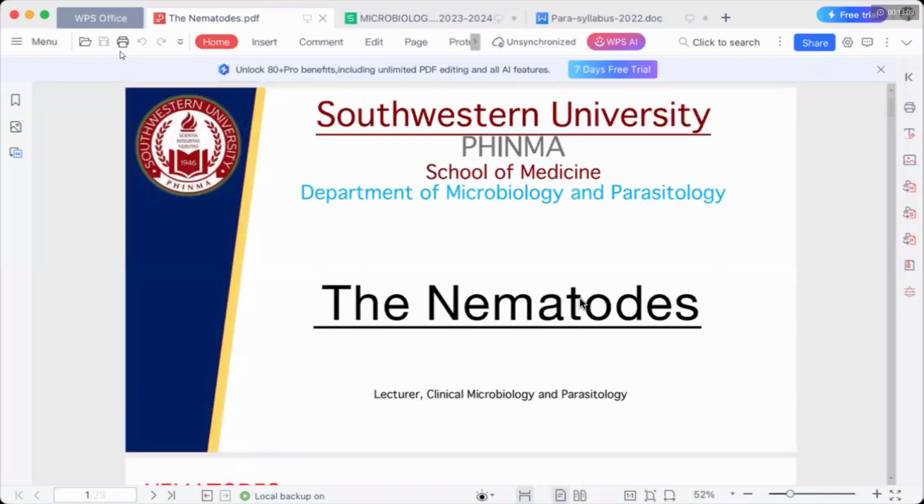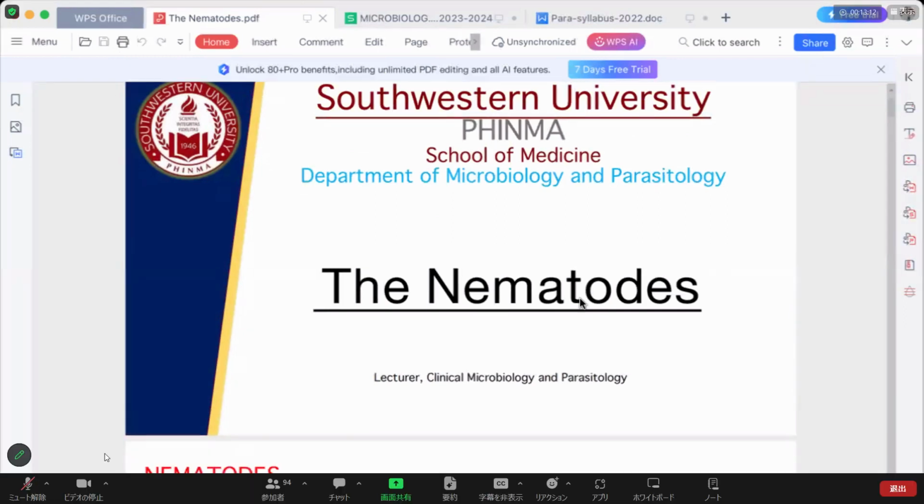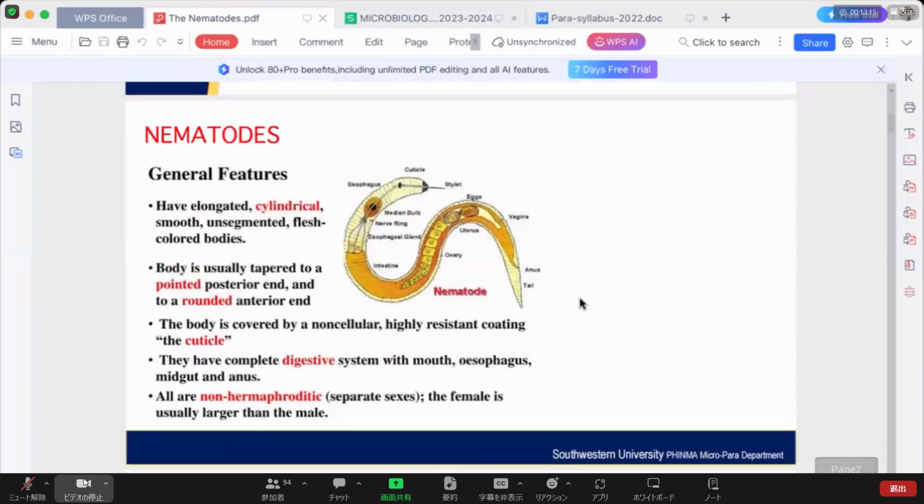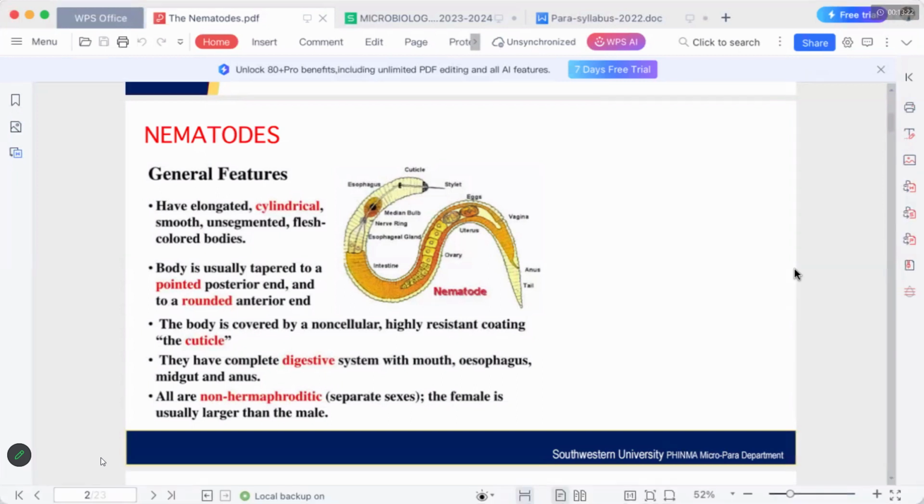Topic for this afternoon is all about nematodes. So nematodes, as general features, have elongated, cylindrical, smooth, and segmented flesh-colored bodies. The body is usually tapered to a pointed posterior end and rounded anterior end. The body is covered by a non-cellular, highly resistant coating, the cuticle.